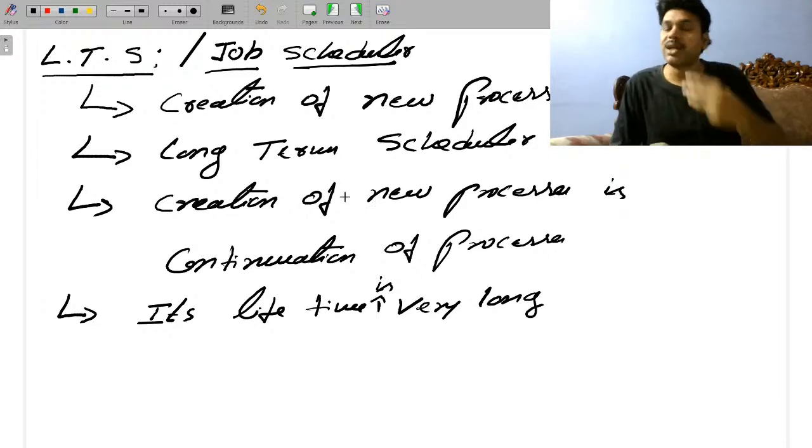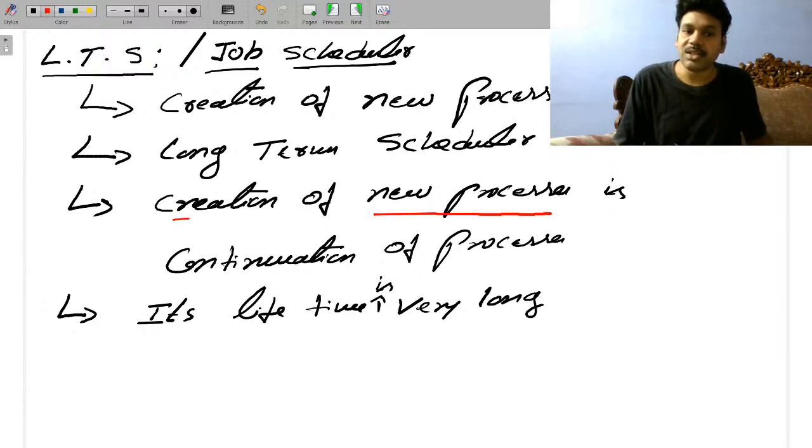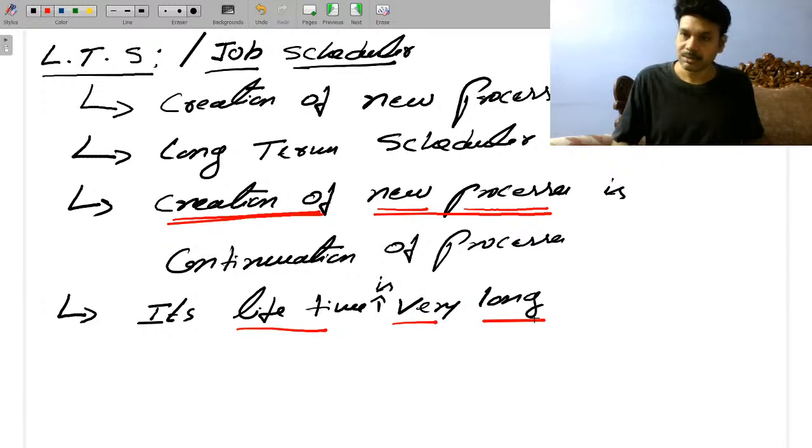I gave you three tasks: creation of the process, scheduling of the process, and suspension of the process. In that, the long-term scheduler is responsible for creation of the process only, and its lifetime is very long because the creation of processes is a continuous concept. So processes keep on being created.